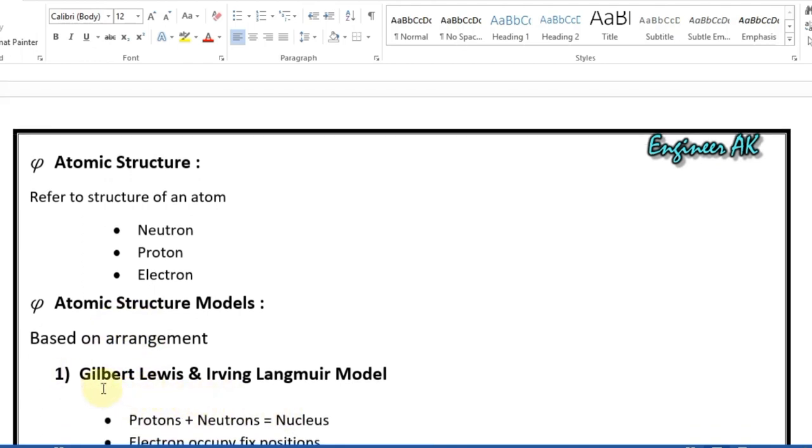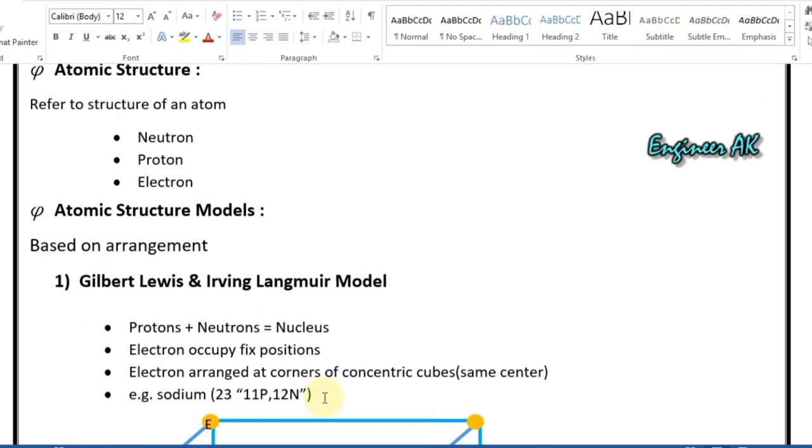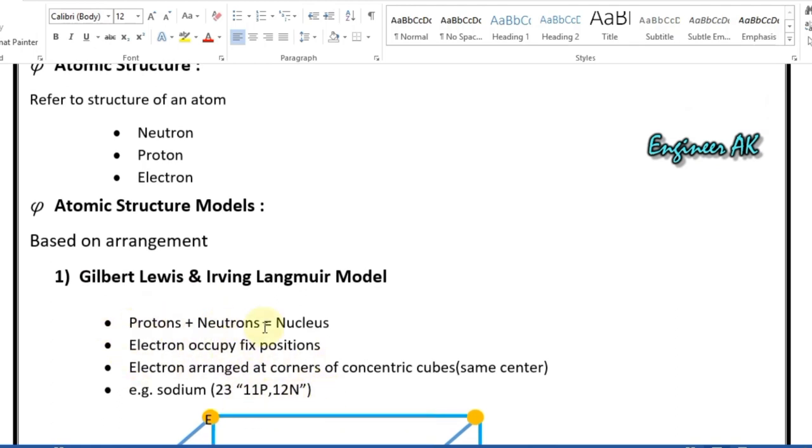The first model is the Gilbert Lewis and Irving Langmuir model, the first model of an atom. This model said that the proton and neutron will make the nucleus, like in the center there will be protons and neutrons, as we all know. And the electron will occupy a fixed position. This means that the electrons will not move, but will have a fixed position around the nucleus. The electrons are arranged at the corners of concentric cubes. What does concentric cube mean? Cubes that have the same center.